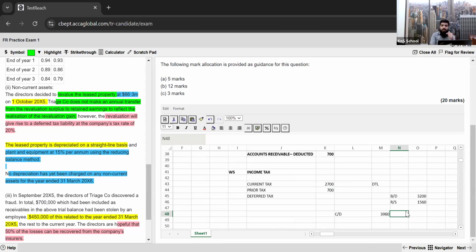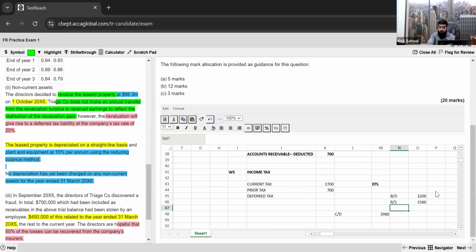Remember, whenever we have a revaluation surplus, always remember that deferred tax on the revaluation surplus will be charged to revaluation surplus, which means revaluation surplus will be debited and deferred tax liability will be credited. So there we had a deferred tax liability ledger, opening balance on the credit side, closing balance on the debit side, and then the revaluation surplus on the credit side.